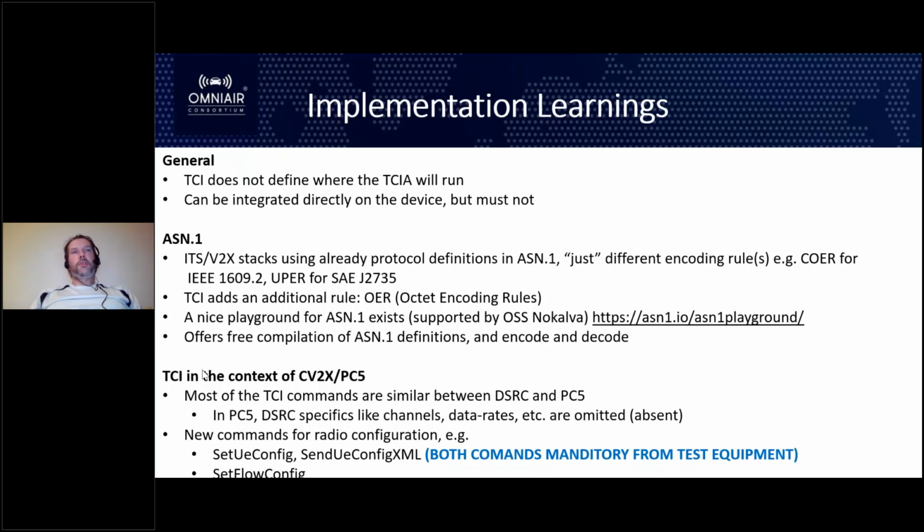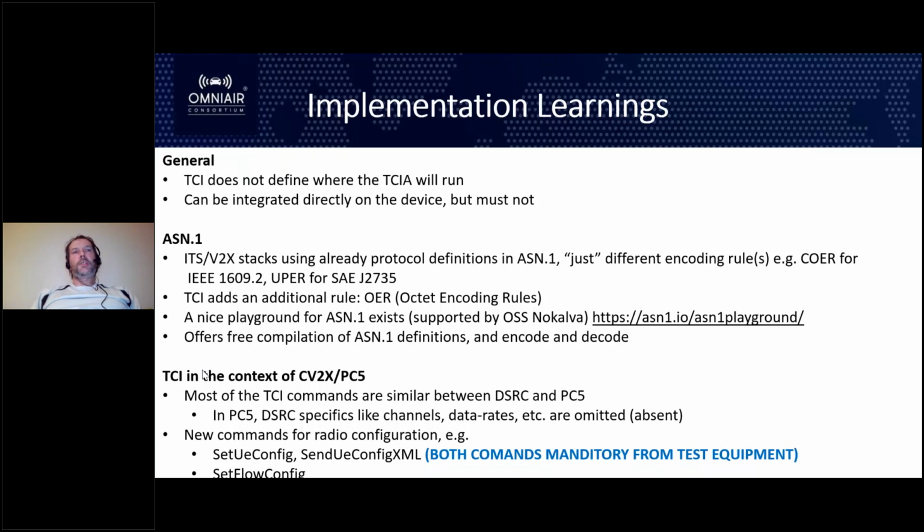Then TCI in the context of C-V2X or PC5. If you are familiar already with TCIv3, which was dedicated for DSRC, you will also see that now with TCI version 3 you do have this similarity between DSRC and PC5. In PC5, you will just have some DSRC-specific things like channels, data rates, and so on absent in the definitions. And you will have two different frames in the 1609.3 frame instead of only one, which was before just dedicated to DSRC. Now you will have one frame for DSRC and one for PC5, but still both are kind of similar. And some other commands which are new, mostly for the radio configuration.